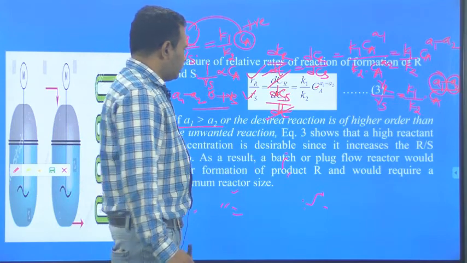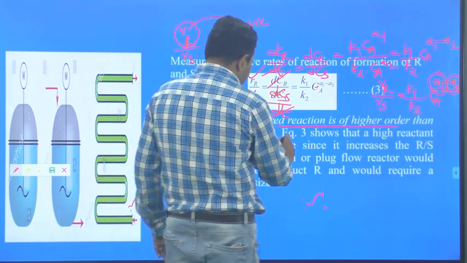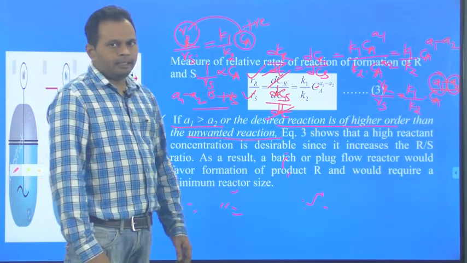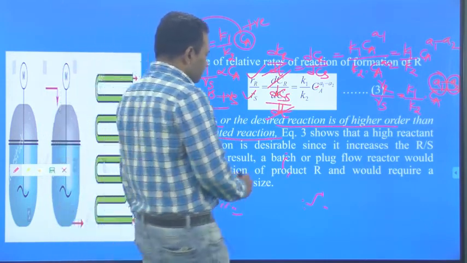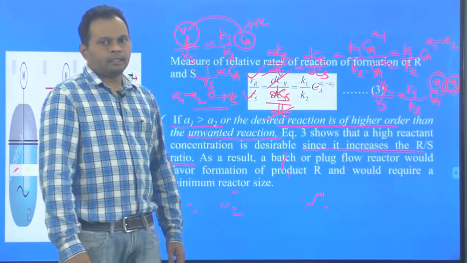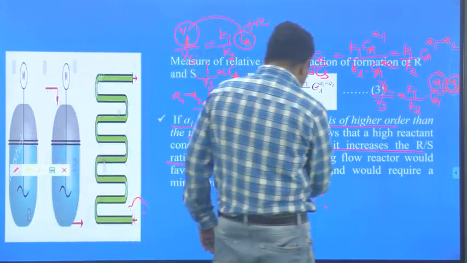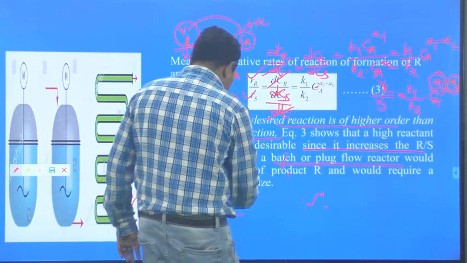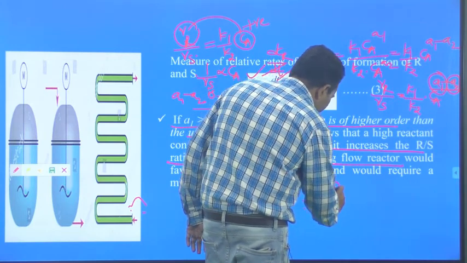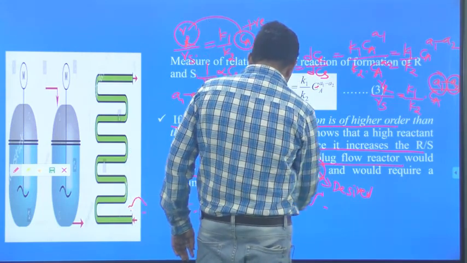So this says that when the desired reaction is of higher order than the unwanted, undesired reaction, a high reactant concentration is always desirable, since it increases the R by S ratio. When you increase the R by S ratio, automatically the formation of R increases and the formation of S decreases. As a result, a batch or plug flow reactor would favor the formation of the desired product R, and would also require a minimum reactor size.